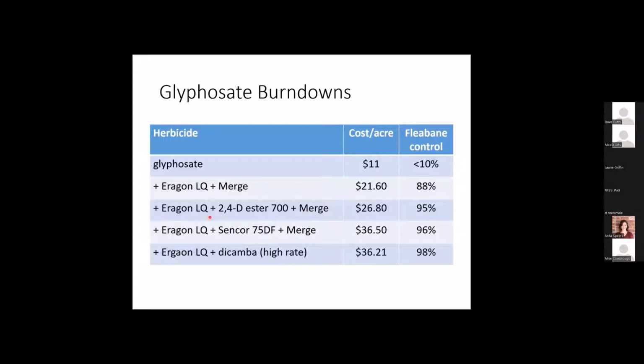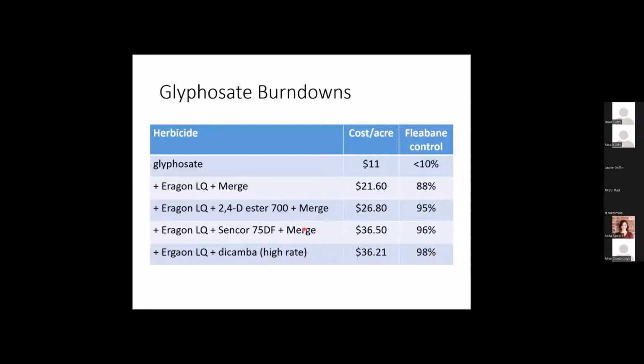If we add another contact herbicide like 2,4-D ester, it increases our cost, but now we're over 95% control. However, what becomes interesting in my mind is for a fairly marginal increase in cost, about $10 an acre, we can add in additional residual herbicides, whether it be Sencor 75DF or dicamba. We get numerically better fleabane control, but really good fleabane control.